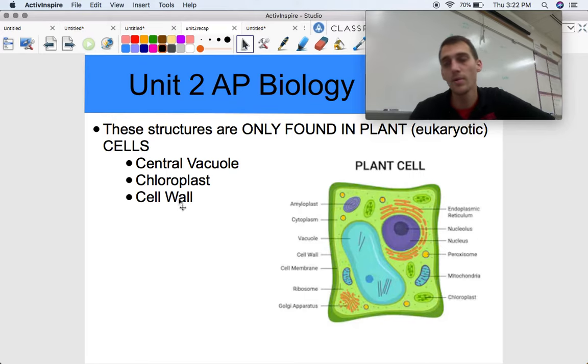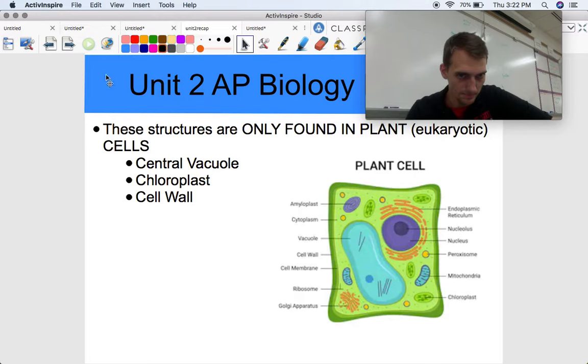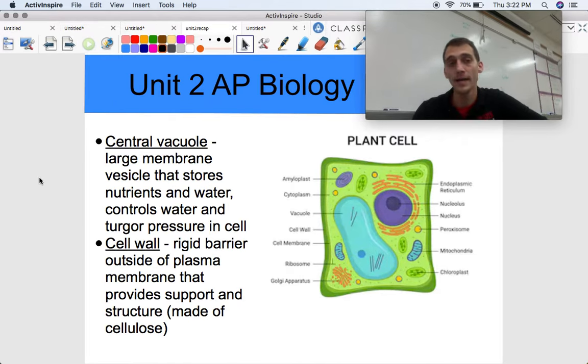These three structures here that we're going to talk about are only found in eukaryotic plant cells. And those are the central vacuole, the chloroplast, and the cell wall. All start with a C. The central vacuole is a large membrane vesicle that stores nutrients and water, and it controls the water and what we call turgor pressure in a cell. Turgor pressure is important for plant cells.